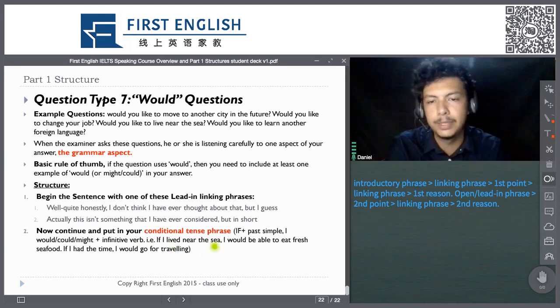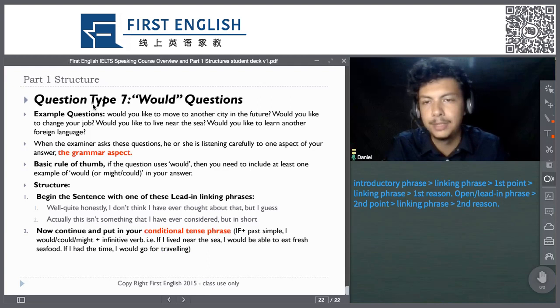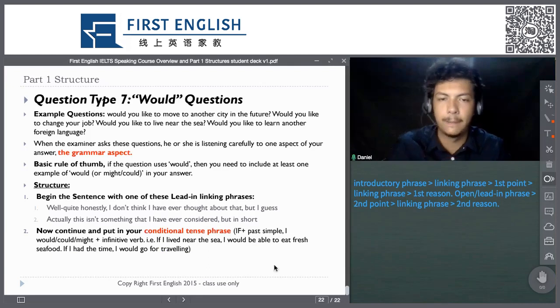So an example would be something like, if I lived near the sea, I might be able to eat fresh seafood, or if I had the time, I would go for traveling, something along those lines. So an overall response, which I put together a bit earlier, would be just copy and paste to make it easy here.